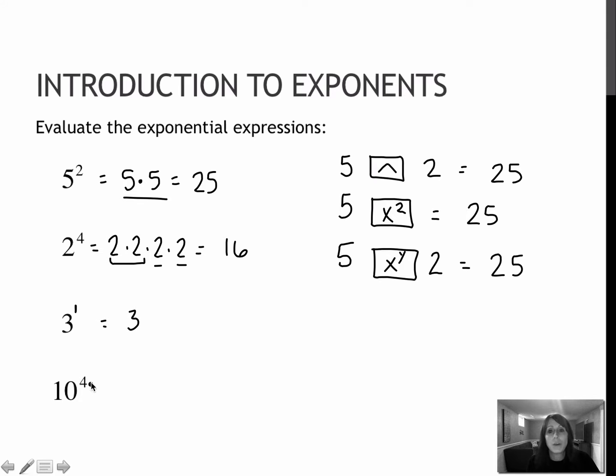And the last one, I wanted to throw in a power of 10, because any power of 10 is actually pretty simple. 10 to the 4th, yes, I could use my calculator and say 10 and then hit the caret button and then 4, but if it's a power of 10, this value tells me how many zeros. So this is a 1 with 4 zeros, so my answer is 10,000. Feel free to check that in your calculator as well.